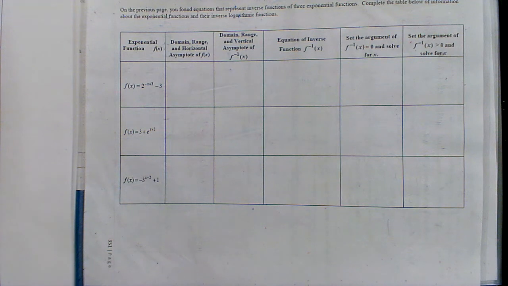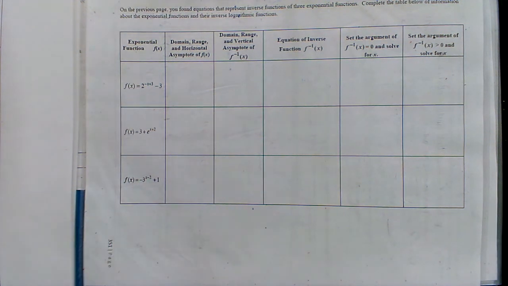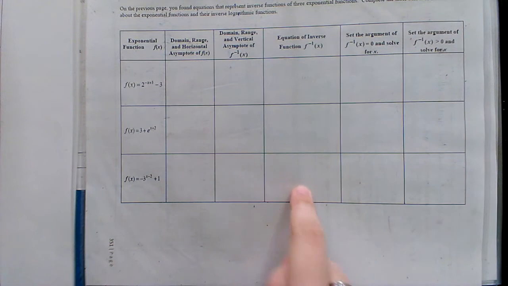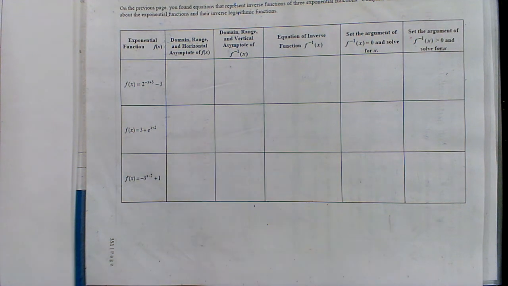So, because we did the first two together yesterday, I want you to try the last one. Okay, we're looking at negative 3 to the power of x minus 2, and then plus 1. Try to fill out every single column. The inverse equation column, the middle one, comes from the previous page. We did those by hand, so you have to reference that to fill out that little box.